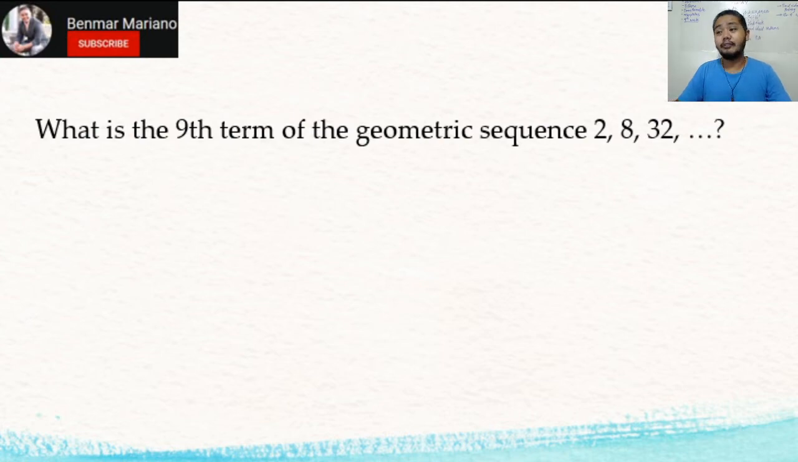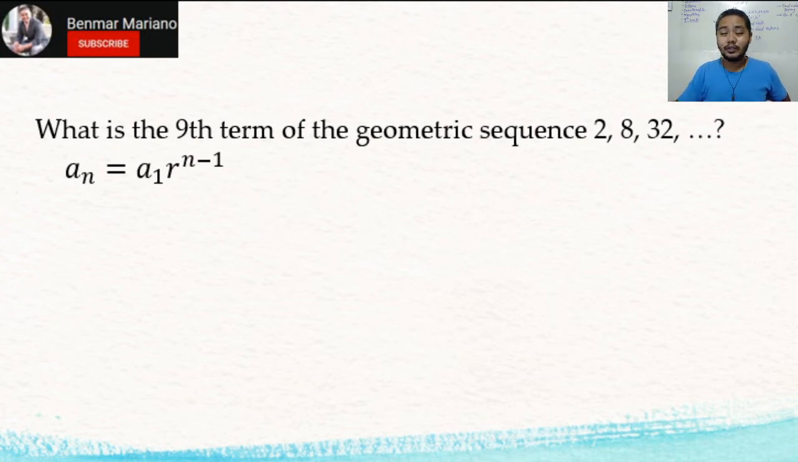So, we have, what is the nth term of the geometric sequence 2, 8, 32, and so on and so forth. So, again, dito, ang pinakaiba niya doon sa first example is that, hindi given yung common ratio dito. Okay? So, yun yung i-identify natin. So, for us to solve for this one, same lang naman yung formula na gagamitin natin, a sub n is equal to a sub 1 times r raised to n minus 1.